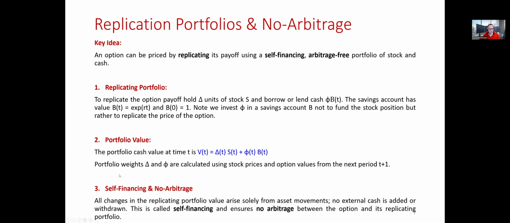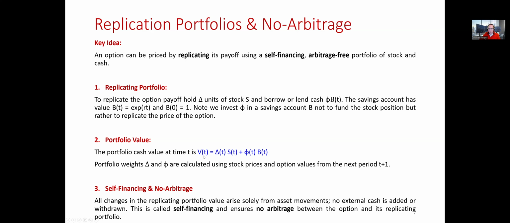It's very subtle. Now we pick portfolio weights delta and phi. They're calculated using stock prices and option values from the next time period. So if we're doing Monte Carlo simulation or if we're performing a tree, you look at the value of the portfolio one step ahead, and delta is based on that. So it's a recursive formula working backwards from option expiry. That allows us to build our trees in the Cox-Ross-Rubinstein model, which we're going to look at next.